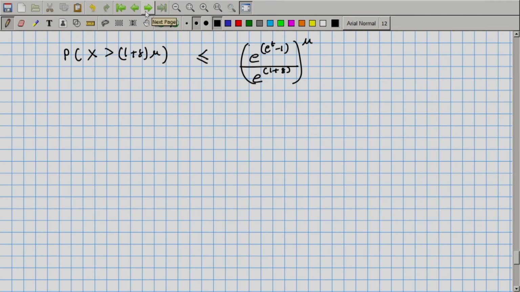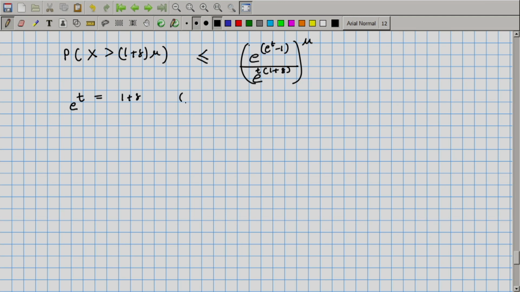Okay. So, this is our expression. We need to choose a value of t. Any positive value of t would be fine. One choice which can simplify things is to choose e raised to t to be equal to 1 plus delta. So, this quantity e raised to t we will choose to be 1 plus delta.